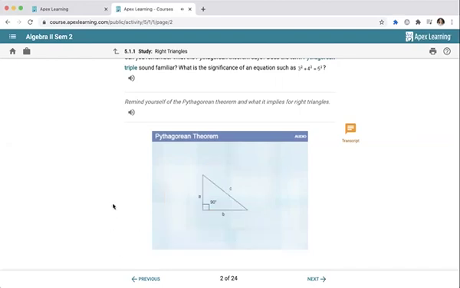Now assume that we only know the length of 2 sides of a right triangle, and we want to know the length of the third side. We can use the Pythagorean theorem to solve for the third side. If we solve this equation for c, we find out that c equals plus 5 or negative 5. Ruling out negative 5 as impossible for a length, we see that c equals 5.